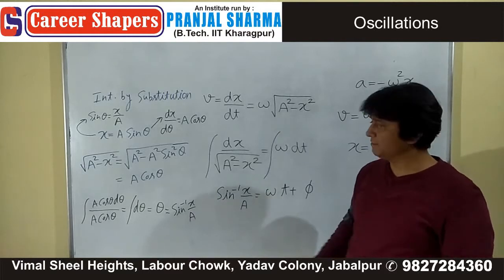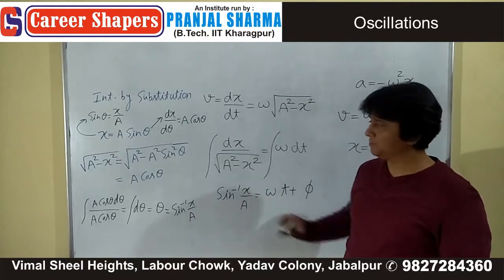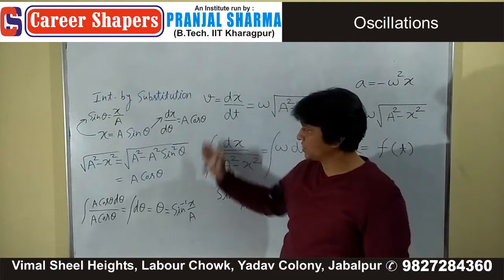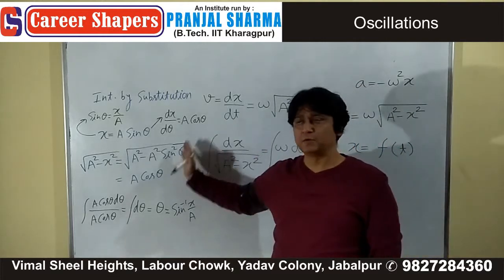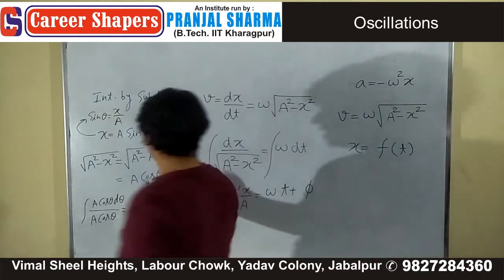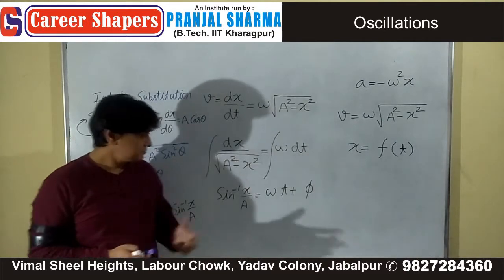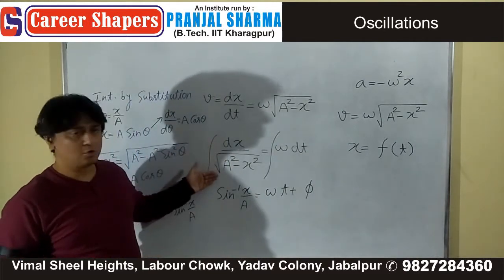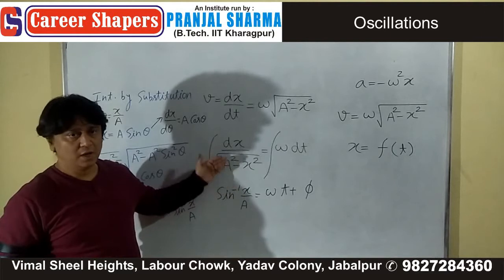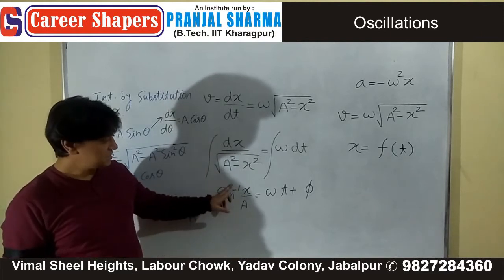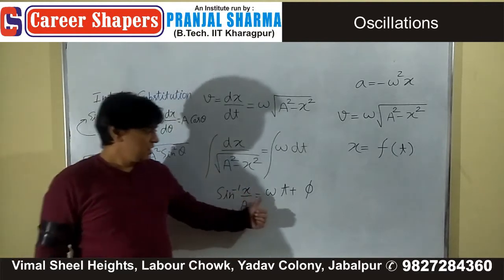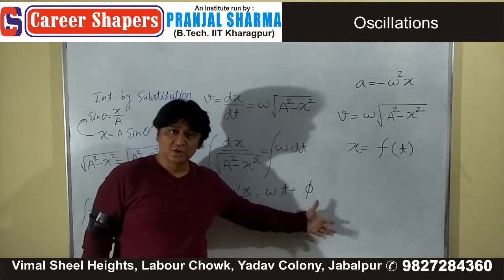That's how you arrive at this step. Now, you don't have to worry about this thing. If you are interested, you can remember this technique. Otherwise, simply remember this part, that dx upon root over a square minus x square, its integration is given by sine inverse x upon a, omega t plus phi.